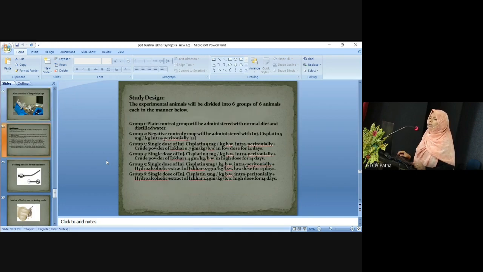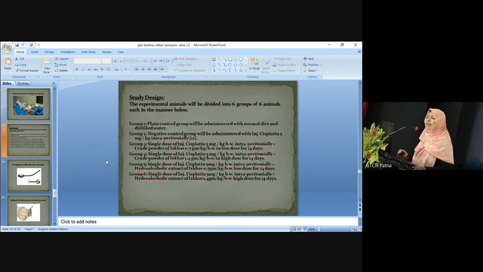And the study design is a very important part of this study. How do we design a study or experiment? In my experiment I have divided the animals into 6 groups, and each group will consist of 6 rats. The first group will be the plain control group, in which there will be no administration of any drug and no administration of cisplatin. I will neither induce toxicity nor give any standard or test drug. The plain control group will be given a normal diet and distilled water.